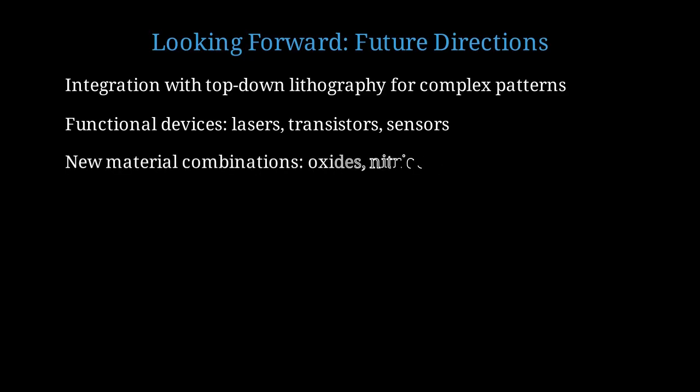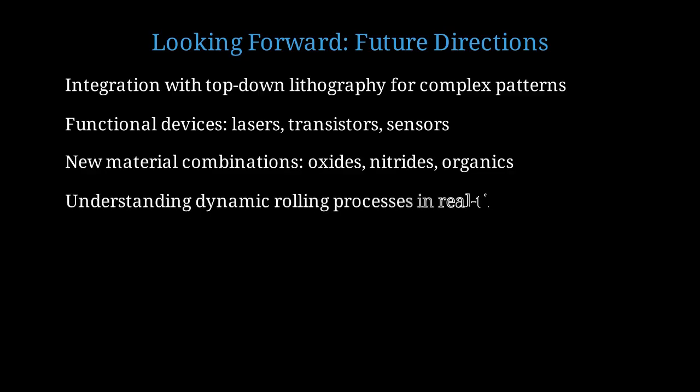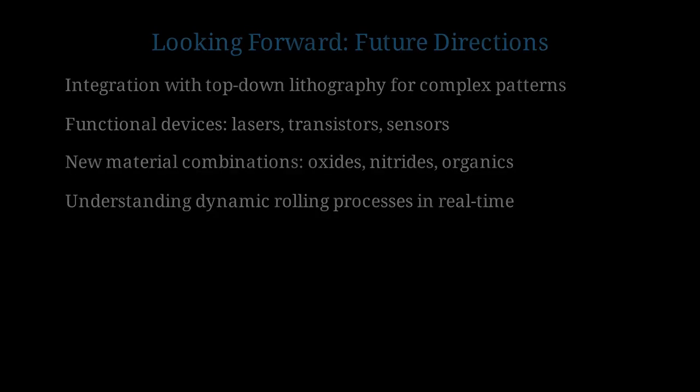A third direction is exploring new material combinations. Complex oxides, nitrides, two-dimensional materials, and even hybrid inorganic-organic systems are being investigated. Finally, there is growing interest in understanding the rolling process itself. Advanced in situ microscopy techniques allow researchers to watch the tubes form in real time and study the dynamics of self-assembly. In this tutorial, we have analyzed the curvature and strain in self-rolled semiconductor nanotubes.